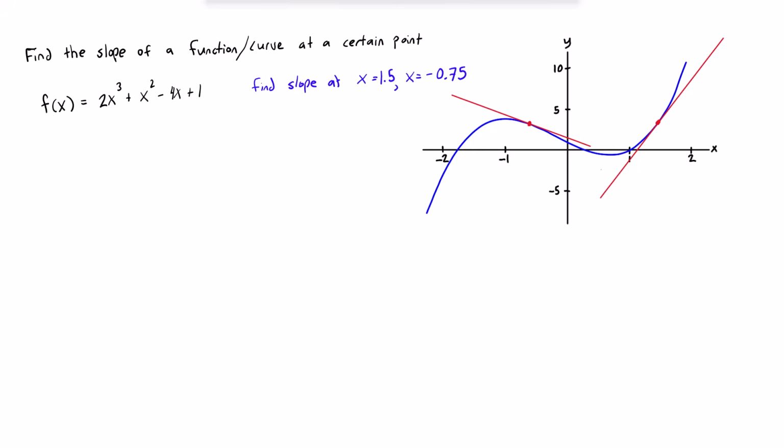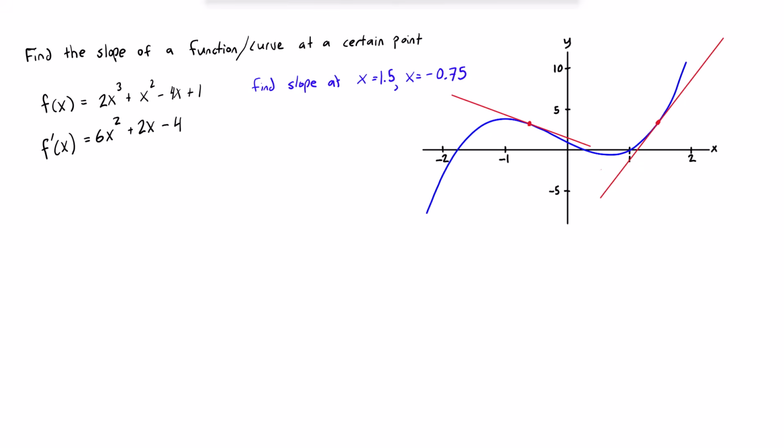So let's start by finding the derivative of f of x. That's going to be f prime of x. And we can just go through term by term. So using the power rule, we're going to get 6x squared for the first term plus 2x minus 4, and then that last term will just go to 0. So this is the derivative of the function.